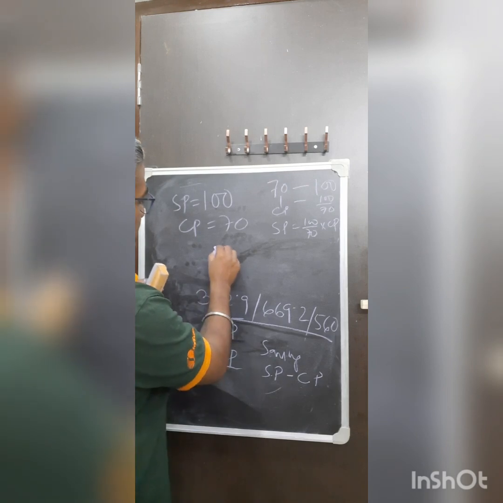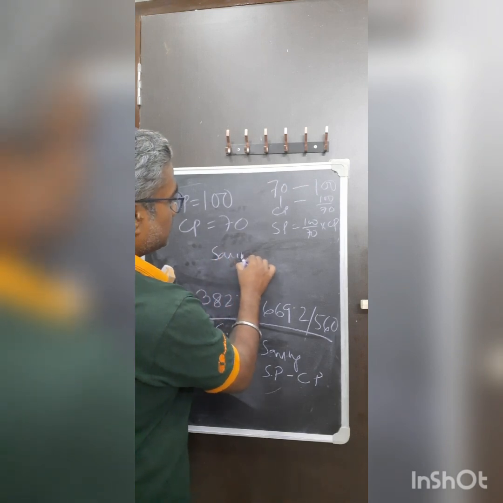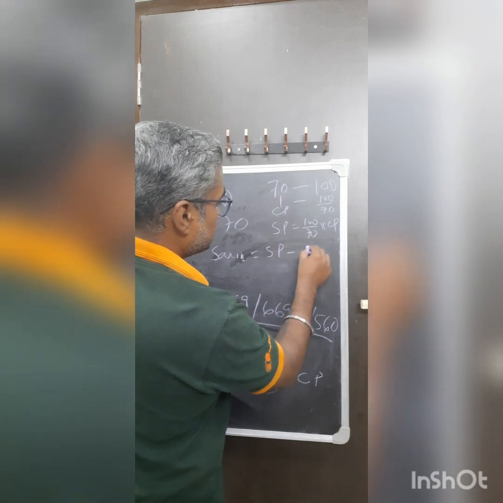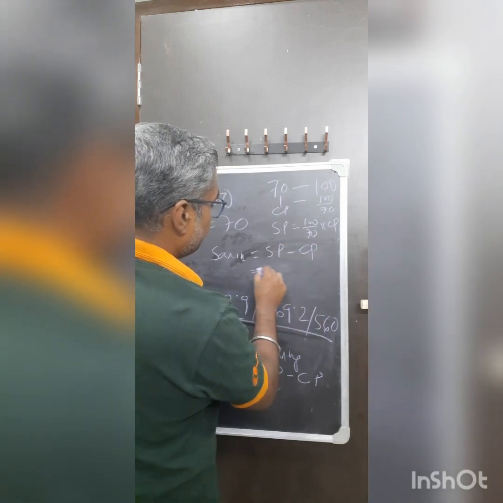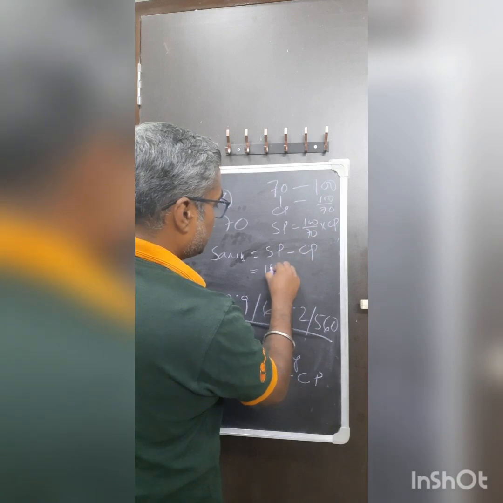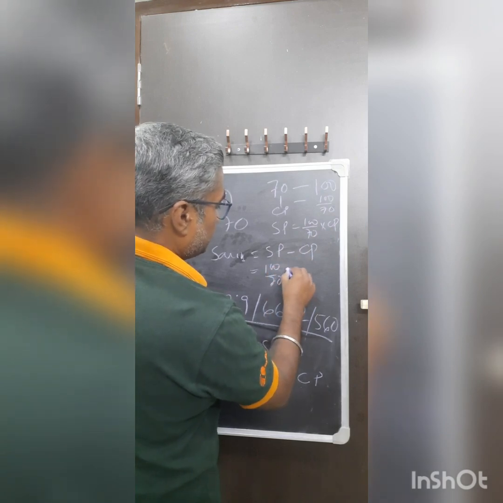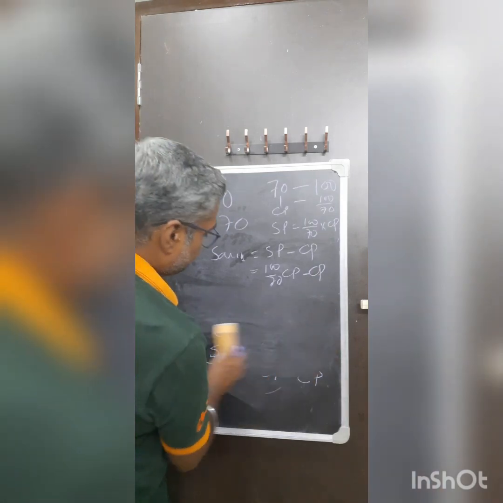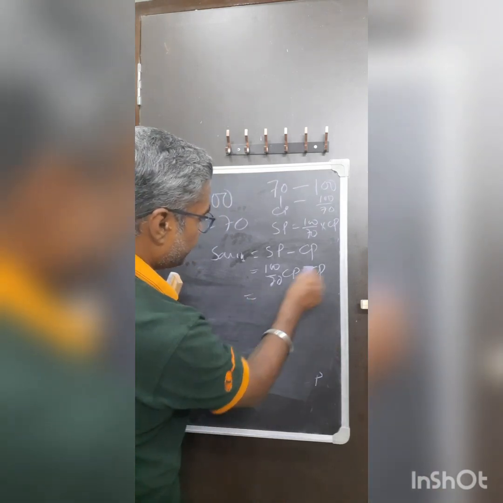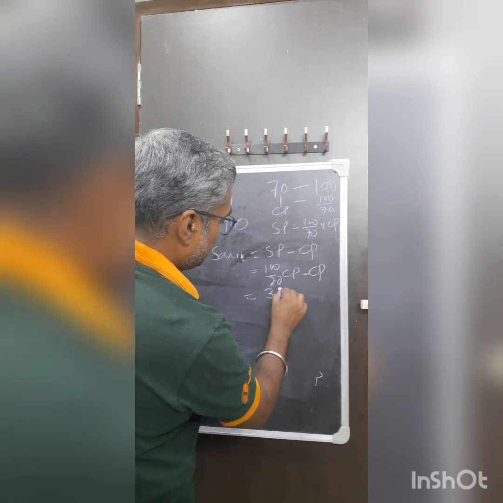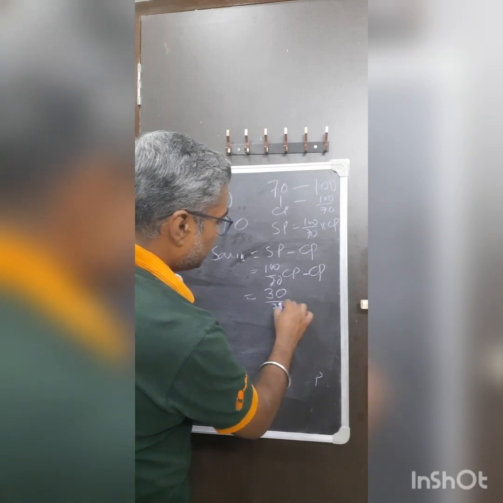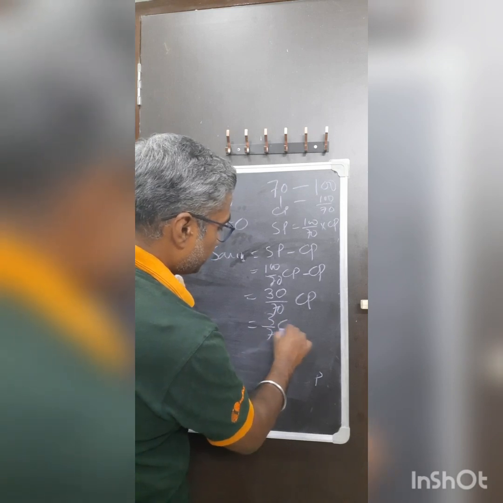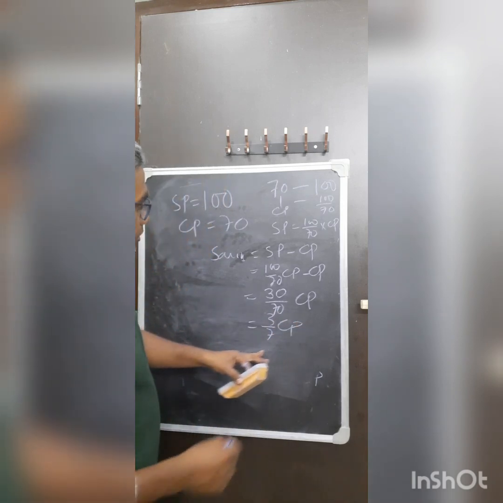So the saving is nothing but equal to selling price minus cost price. Selling price is this one, 100 upon 70 of cost price, minus cost price. If I calculate it, it will become 30 upon 70 into cost price. So that means 3 upon 7 of cost price. Now cost price you know all together.